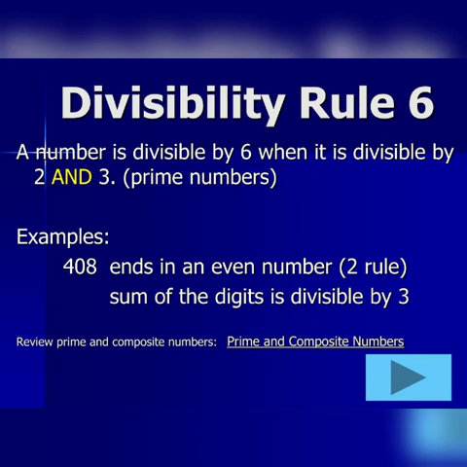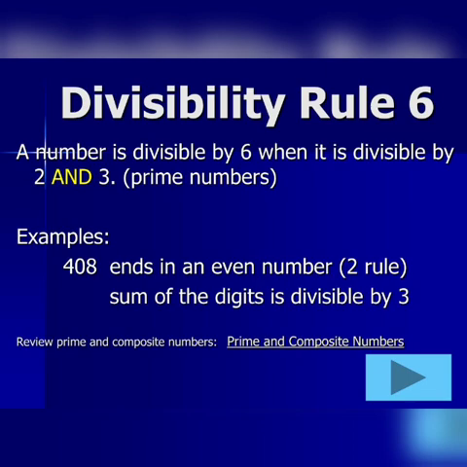The next rule is about divisibility by 6. A number is divisible by 6 when it is divisible by both 2 and 3. It should be divisible in both the 2 table as well as the 3 table. Example is 408. Its last digit is 8, which is even, so it is divisible by 2. If you add those digits, 4 plus 0 plus 8, you will get 12. 12 is divisible by 3. Therefore, since it is divisible by both 2 and 3, we can say that 408 is divisible by 6.